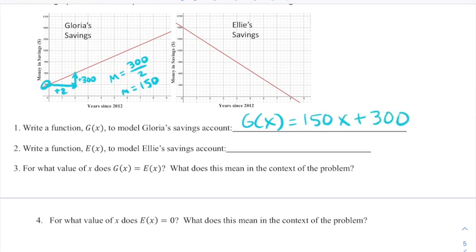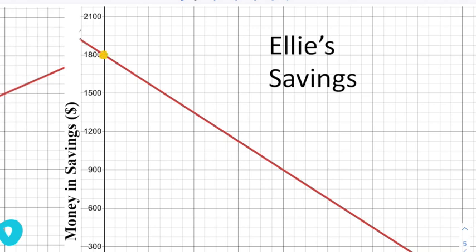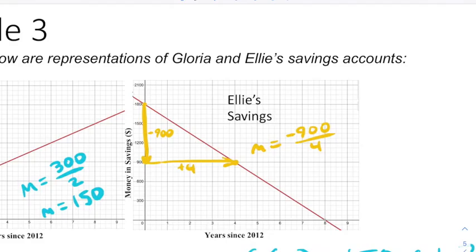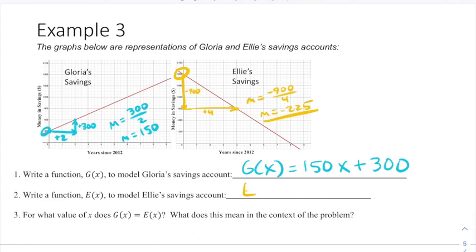Now to Ellie's savings. She starts at 1800. She goes down 900 and over 4, which if we simplify is negative 225. So with a start of 1800 and a change of negative 225, we get e of x equals negative 225x plus 1800. Now for number 3, we're asked, when does g of x equal e of x? Which x value would do this?